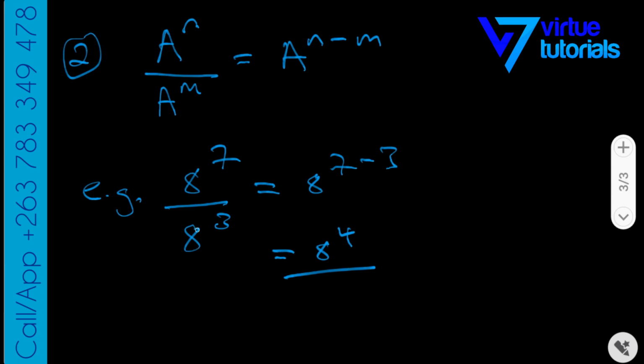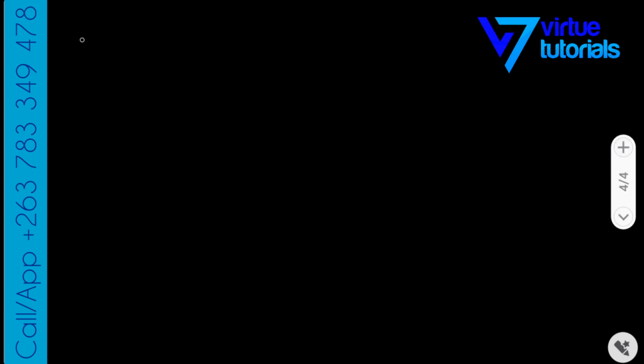And again, remember, these two numbers, this must be the same number. This law does not apply when these two numbers are different. Now let's go to a slightly tricky one. A to the power minus n is equal to 1 over a to the power n.